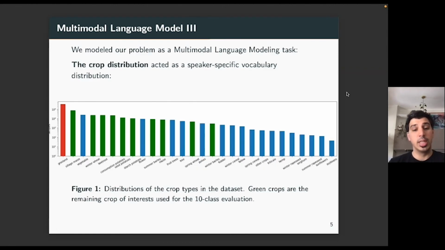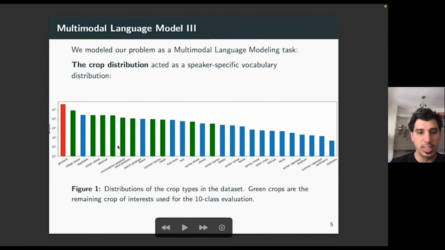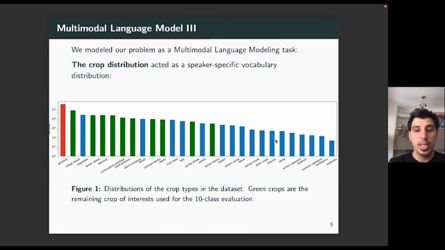And then we use the crop distribution, which acts like a speaker-specific vocabulary. In green, you can see 10 crops of interest. In red, the grassland, which is the majority crop, and in blue, all the other crops that were merged into the class other crops for the 12 class setting. Those are the 28 crops.